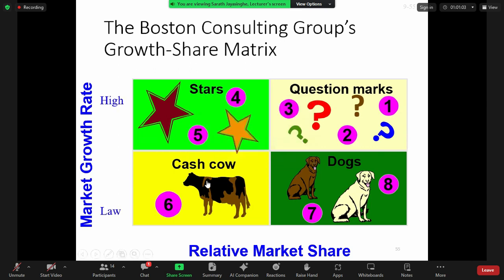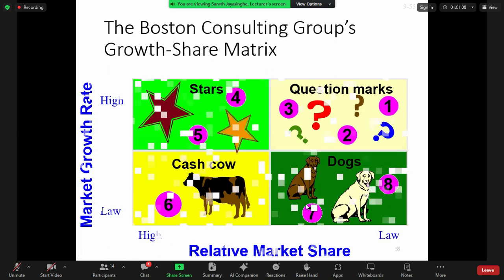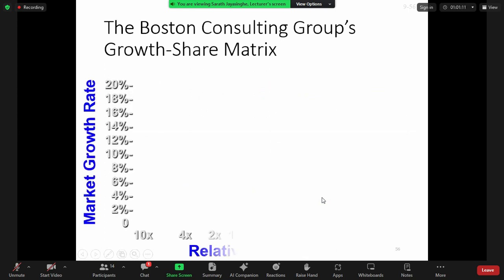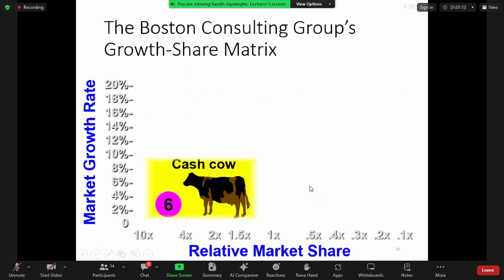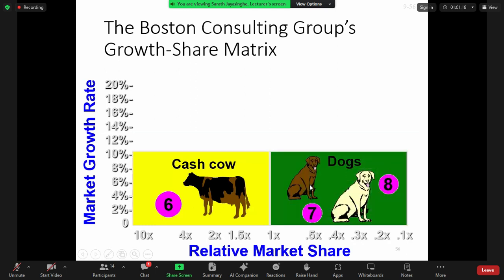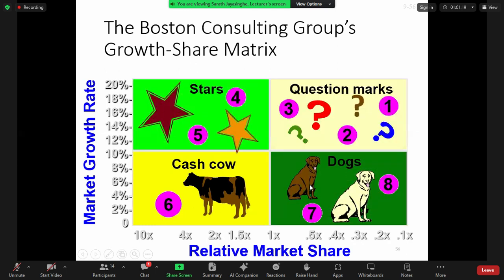High, low, and here also high and low, right? So you can see how it is measured. Same diagram. What do you mean by this? This is market share growth rate, measured like this, and then relative market share has been measured by this. What do you mean by this? How do you measure this? What does this X mean?